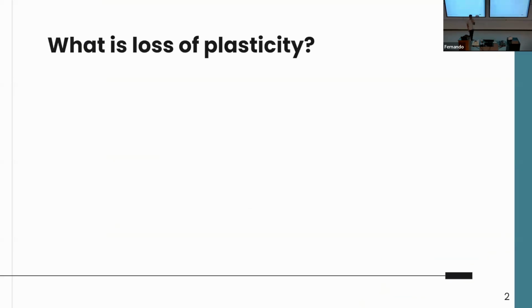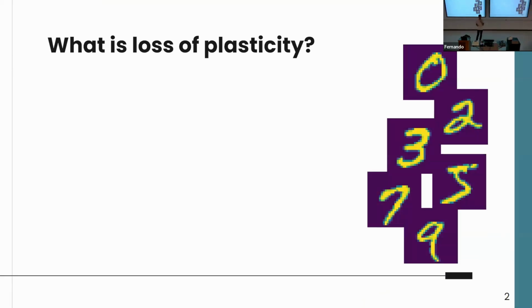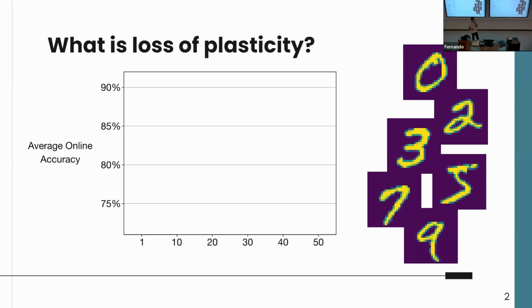So what is loss of plasticity? I like to explain loss of plasticity with an example. Let's pretend that we have a neural network that is being trained to classify digits from the MNIST data set. The network observes one of these images, and it has to return a label from 0 to 9. Let's pretend that we train this network for some amount of time, and we keep track of the online accuracy as it's learning. And then we decide to plot that. I'm plotting the average online accuracy of this network.